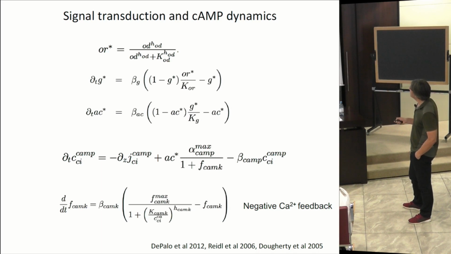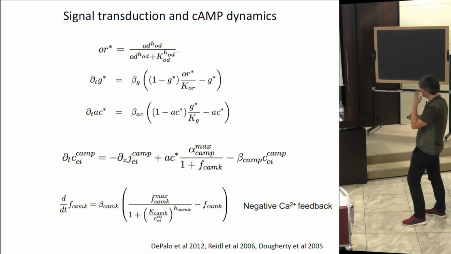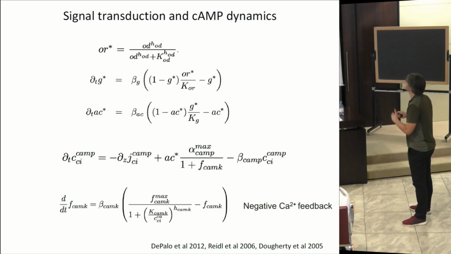And then this cyclase activates cyclic AMP. This produces cyclic AMP with this rate. Then you have diffusion of cyclic AMP in the cilia, and this is a degradation of cyclic AMP. Also in this case, there's negative calcium feedback on the synthesis of cyclic AMP, which you can include by having this kind of parameter F that increases when the calcium concentration is large. This is usually more complicated, but here this is really a simple manifestation. It doesn't really change the main conclusion that I will present.